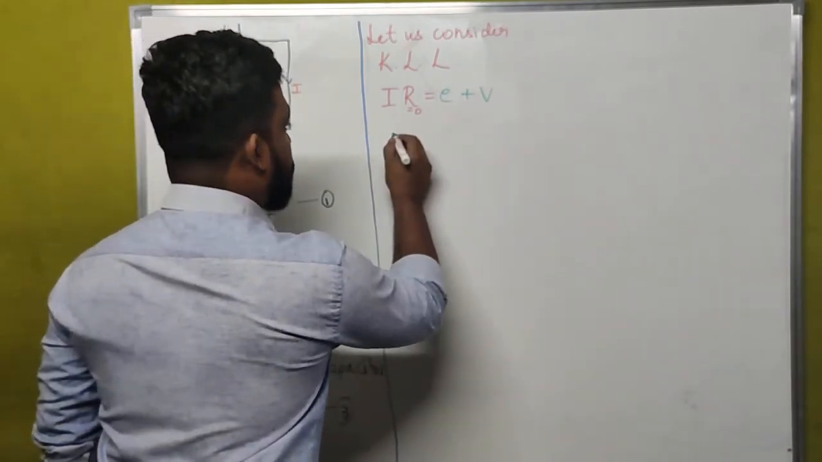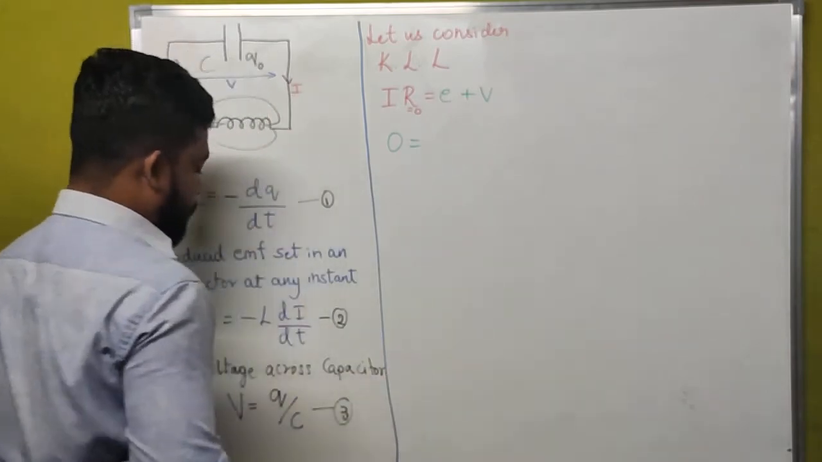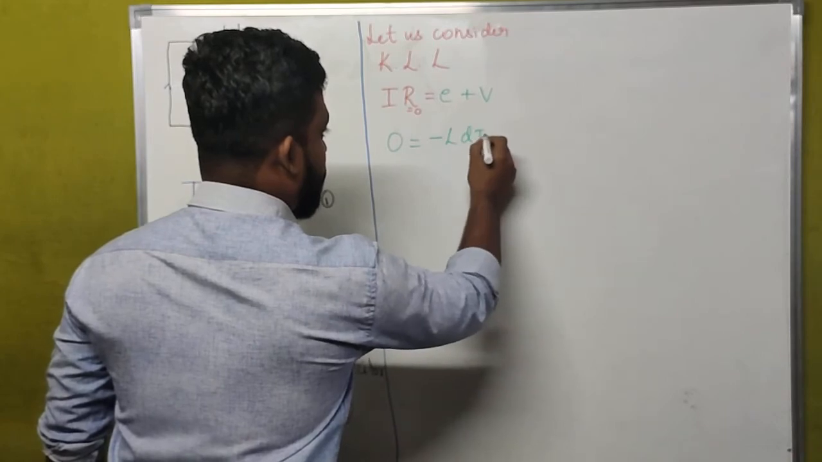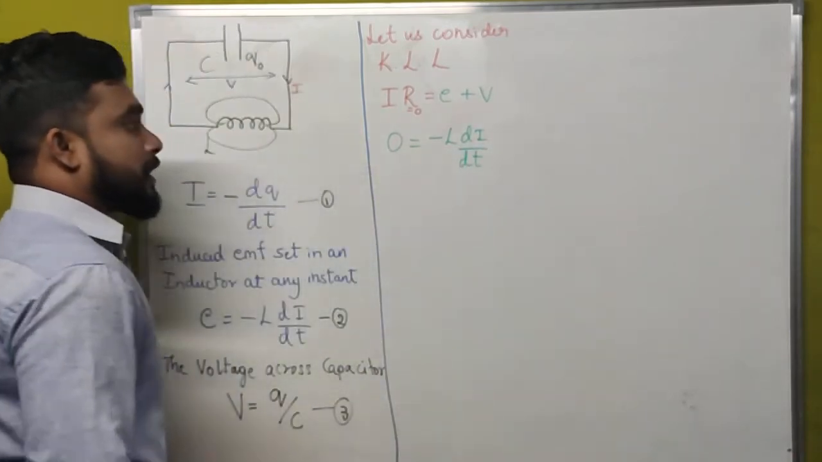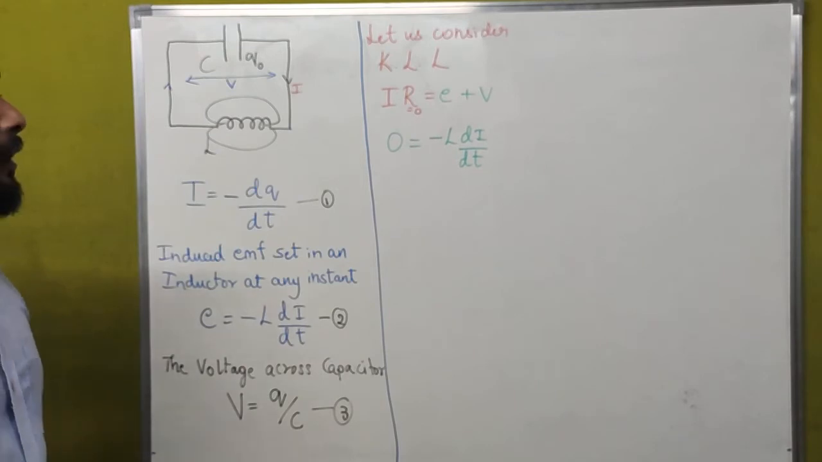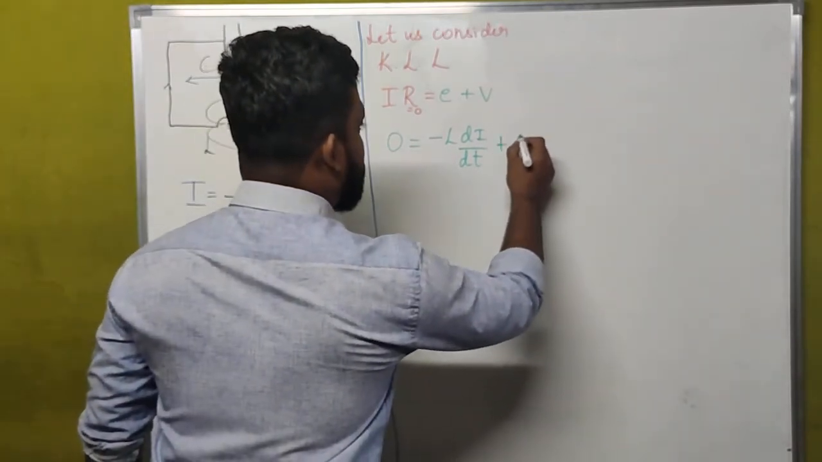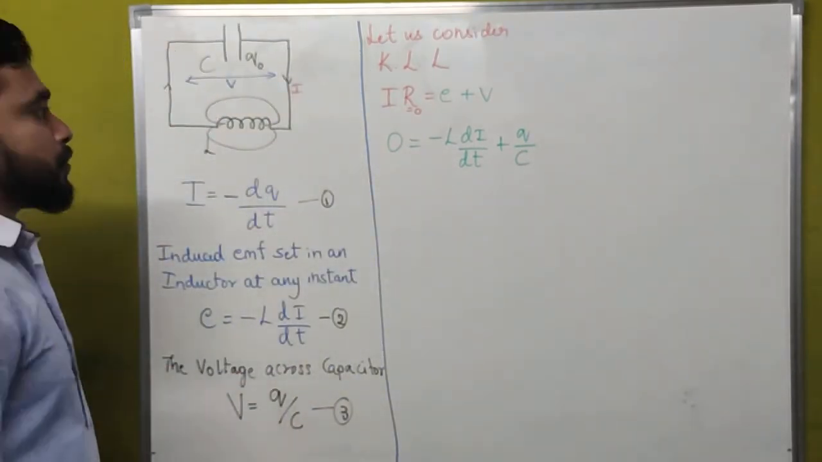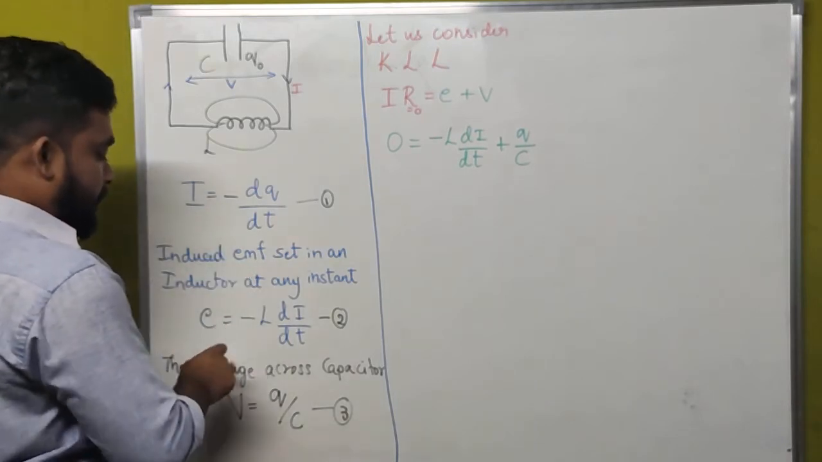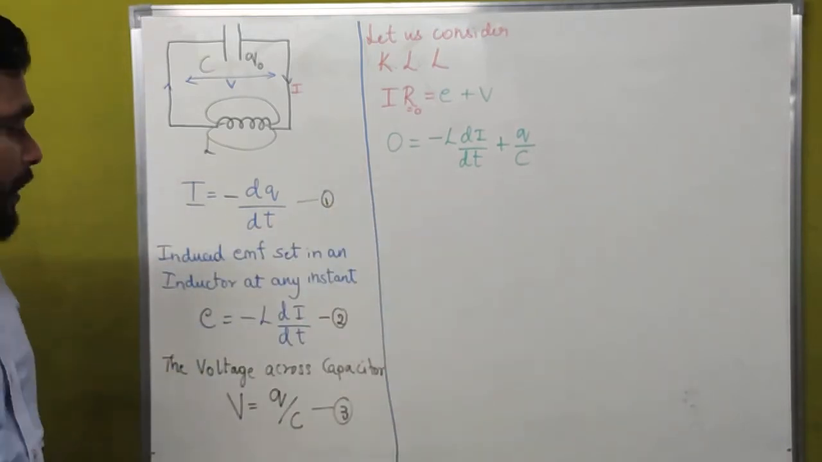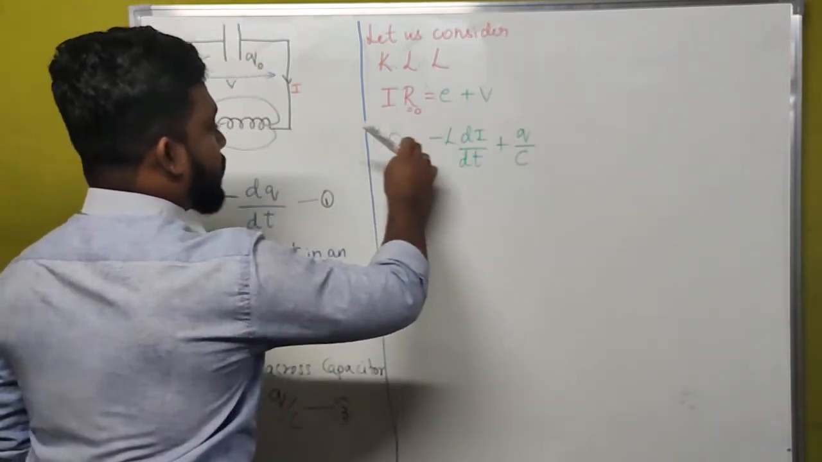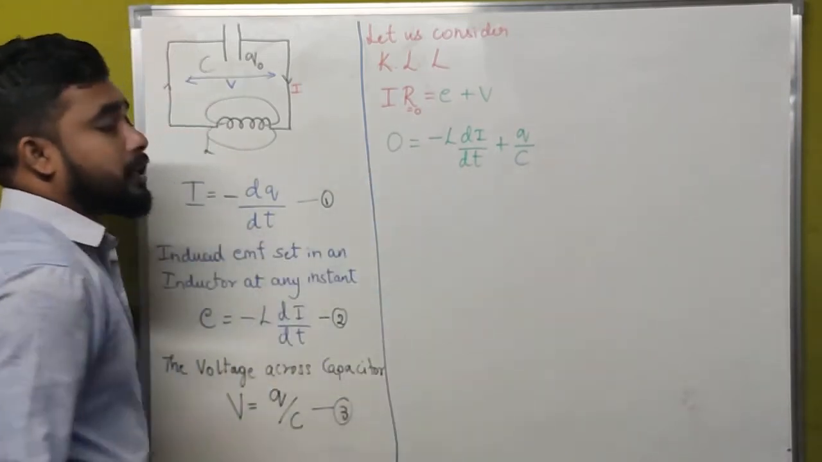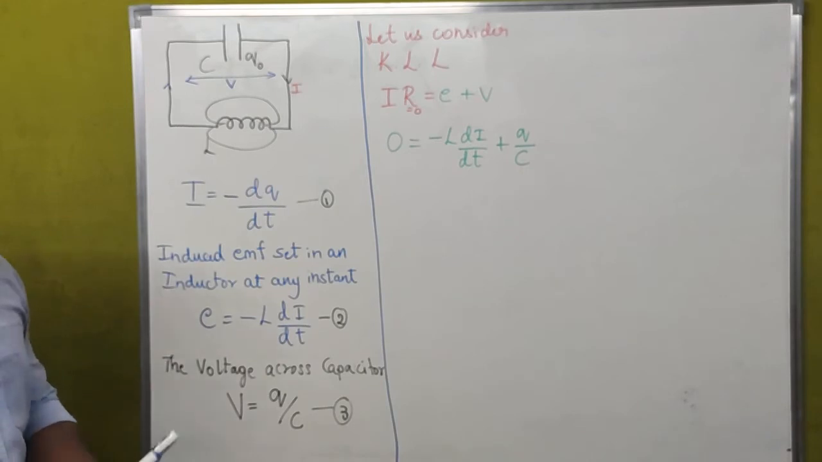Now what we have got is 0 equals E. What is the expression for E? That is minus L di divided by dt, the expression for EMF induced in an inductor. What is the expression for voltage? That is Q divided by C. We have to substitute the values of EMF and voltage in this case, or we can consider this as equation 4. We can write that as: substitute the values of equation 2 and equation 3 in equation 4. You can write it like that also.